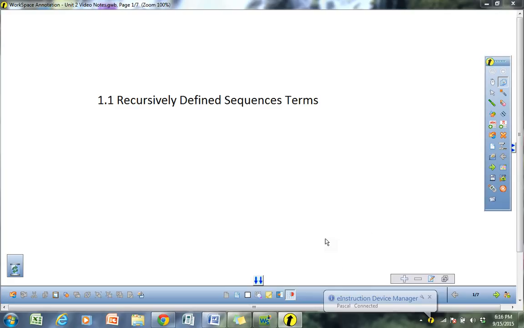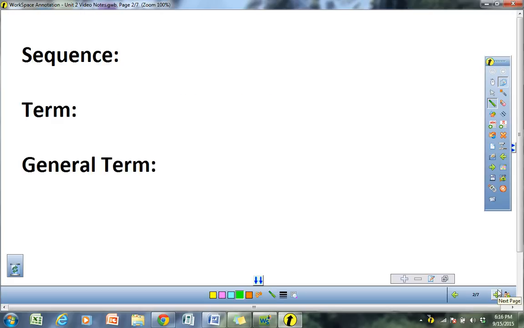Alright, so tonight we're going to take some notes on the start of Unit 2 and then do a couple examples. So, some things, first this section is called recursively defined sequence terms. Some notes that we need to, some terms we need to be familiar with.